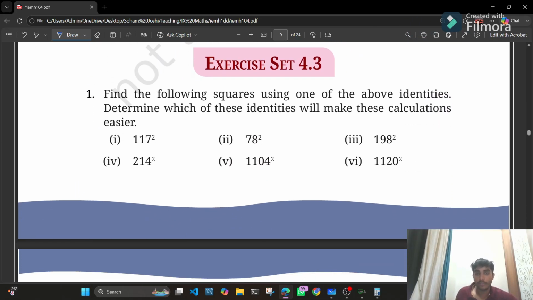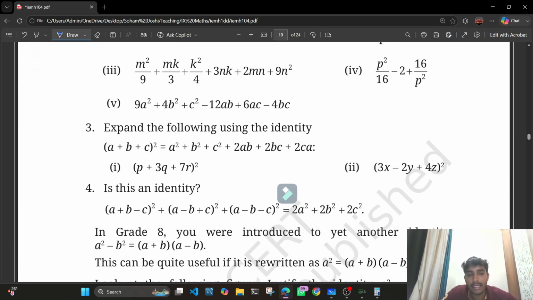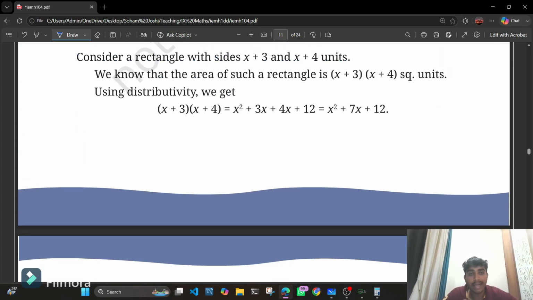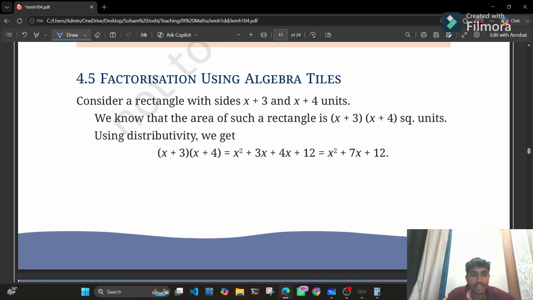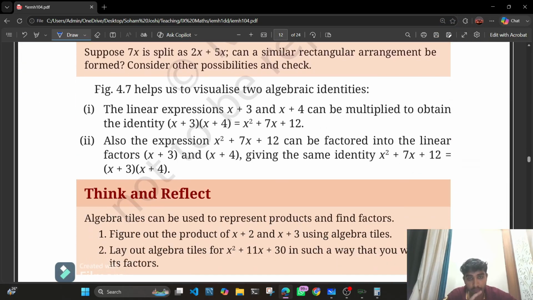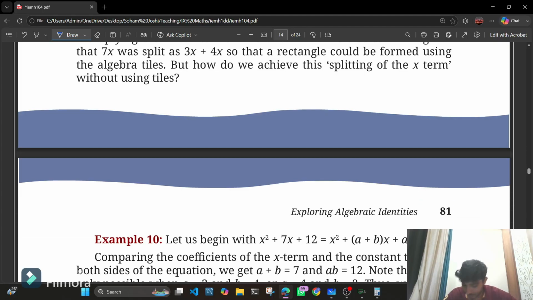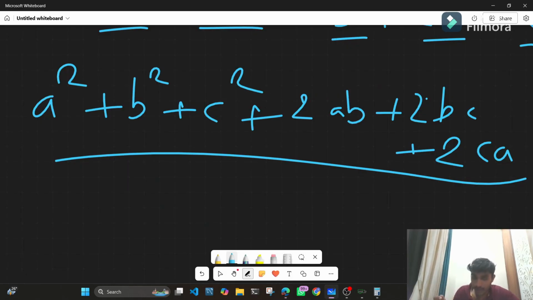This was our exercise 4.3. Next up we have exercise 4.3. You can solve it and get through the answers. Lastly we have factorization using algebra tiles. That is nothing but multiplying the brackets and getting the identity. I'll just explain how we can get the factors using the splitting the middle term method. Maybe I'll take an example.